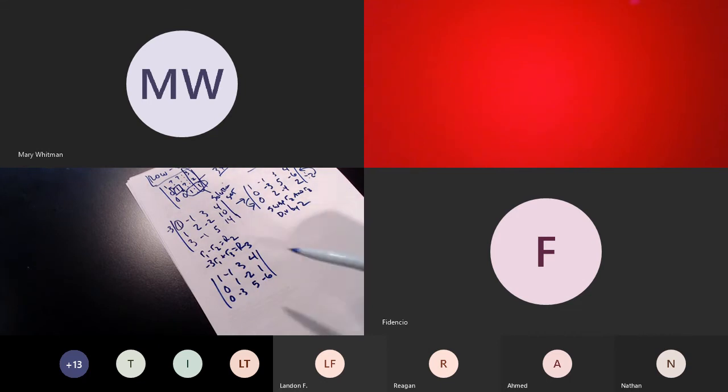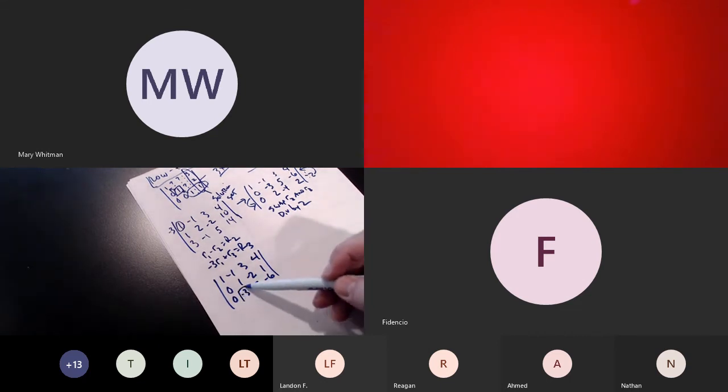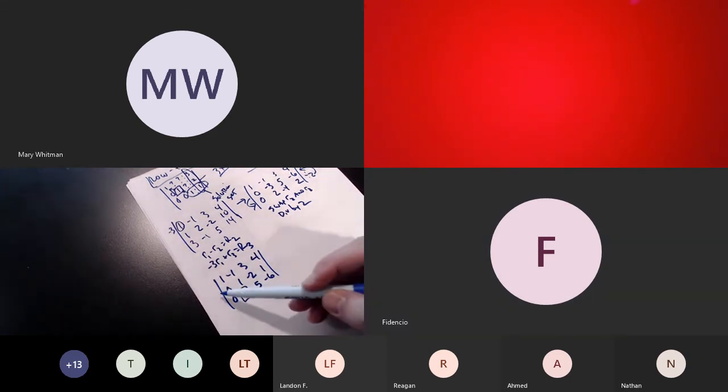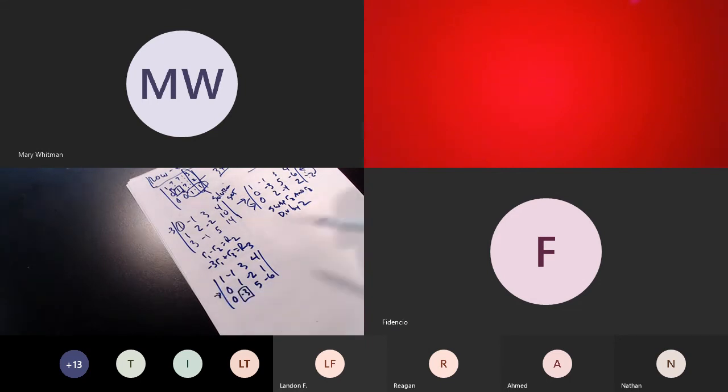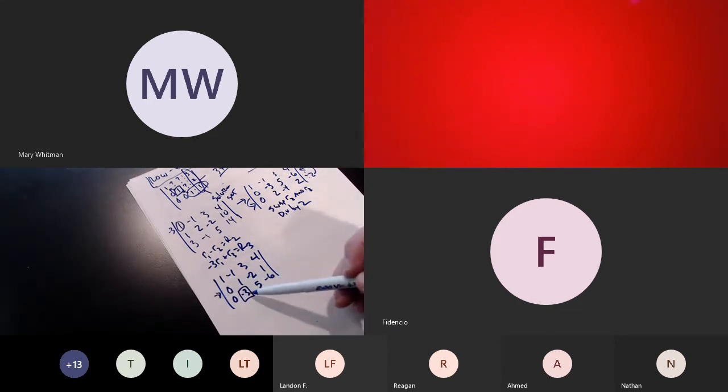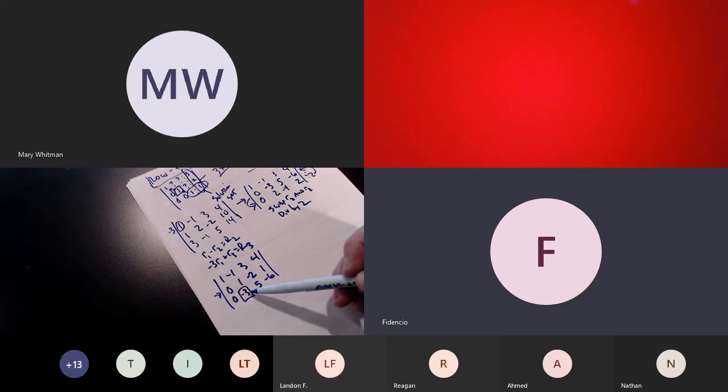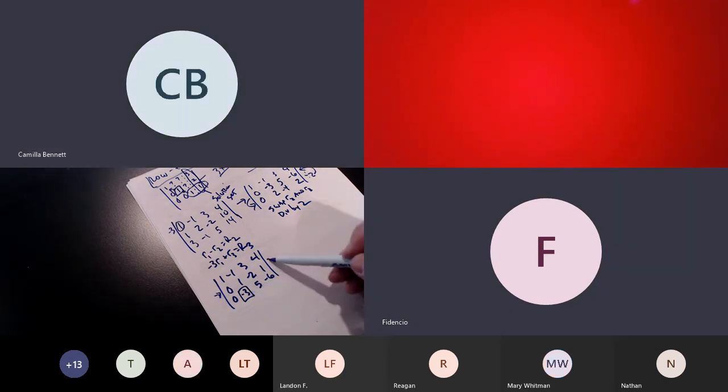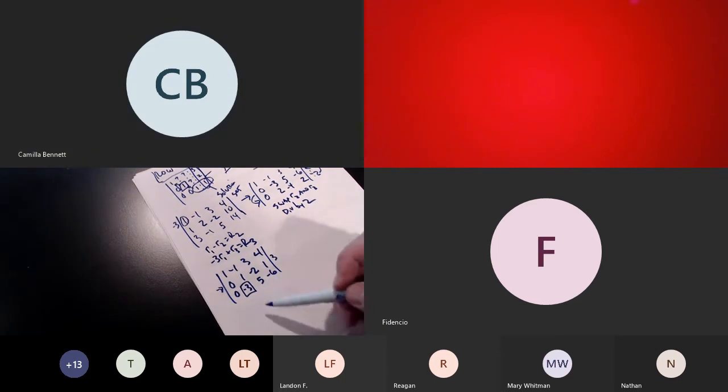Okay, now I need to turn this -3 into a 0, and I'm going to use row 2 to do that. So how can I use row 2 to turn that -3 into a 0? Multiply it by 3. Multiply it by 3. So essentially what I'm going to do is I'm going to take 3 times row 2, and I'm going to add it to row 3. I'm going to put the result in row 3.